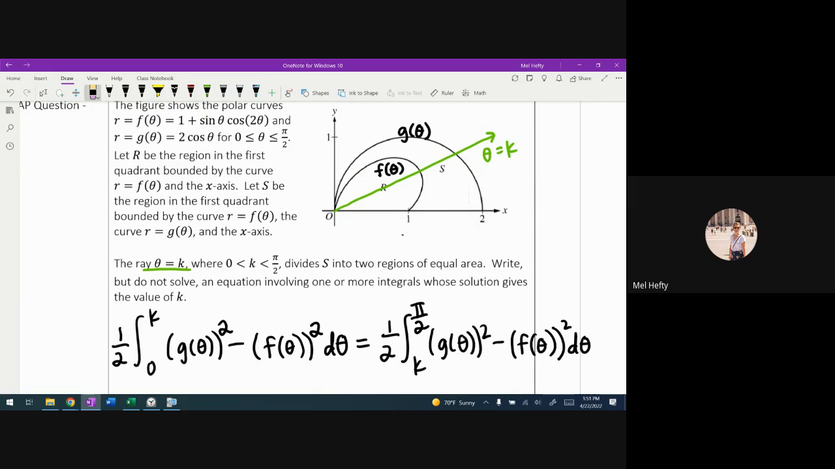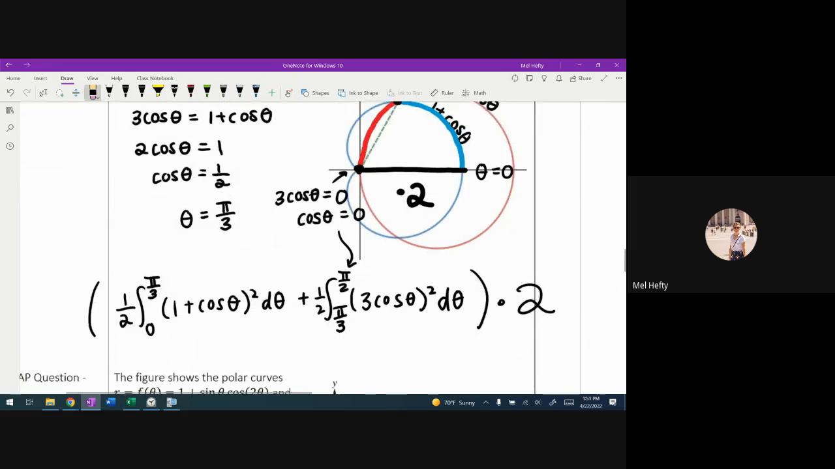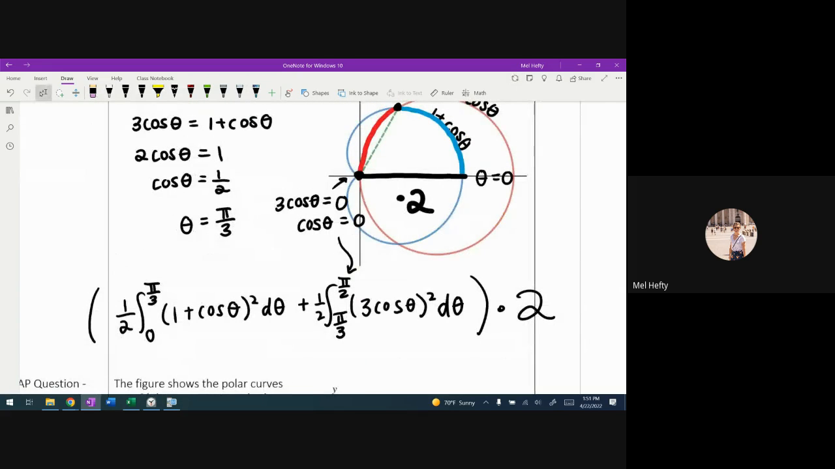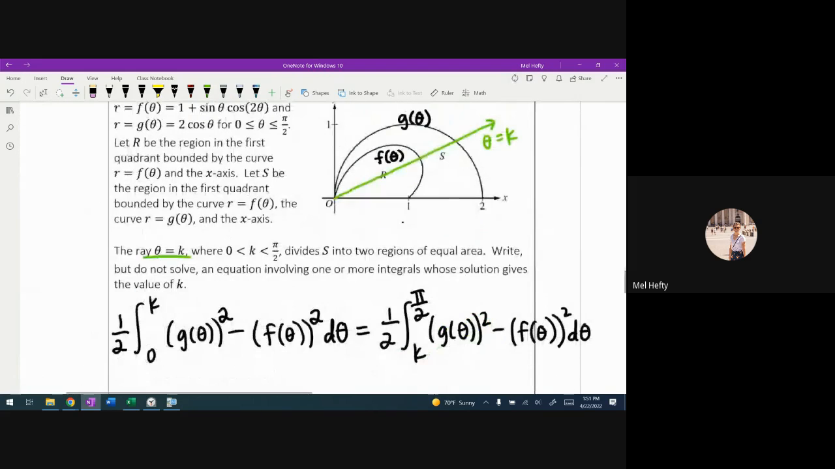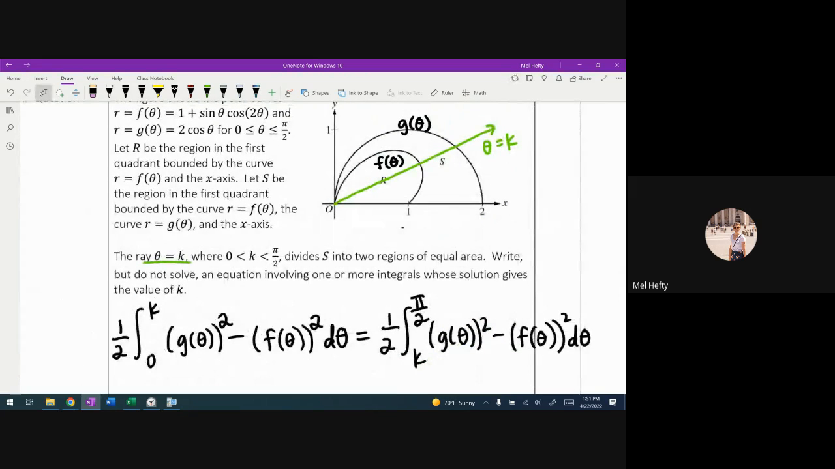I think I have all the squareds I need, right? Oh, I didn't square the whole thing. I multiplied it all by 2 because I just found the top half. All right, you guys want to be done? All right, end notes. Wait, we're not making that? No, that's it. That's it.